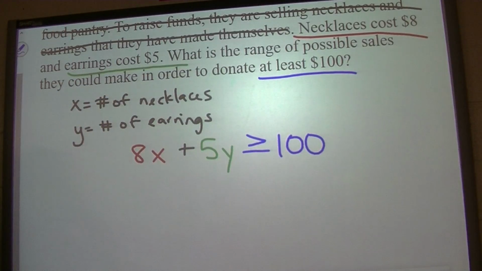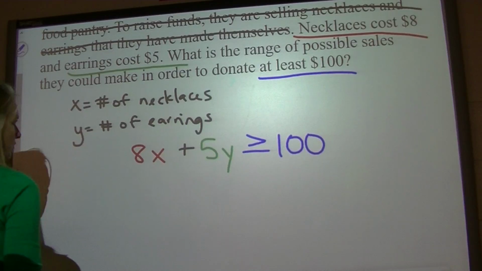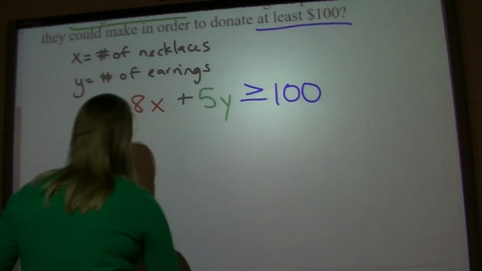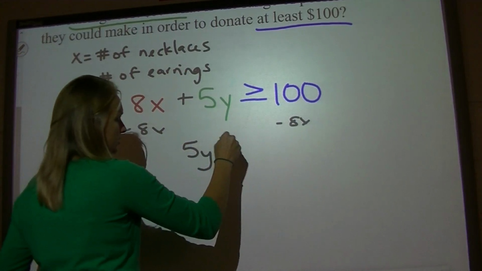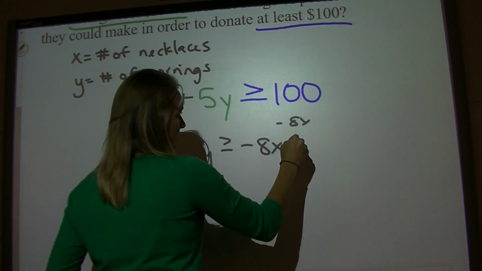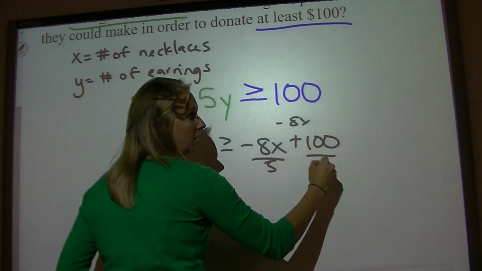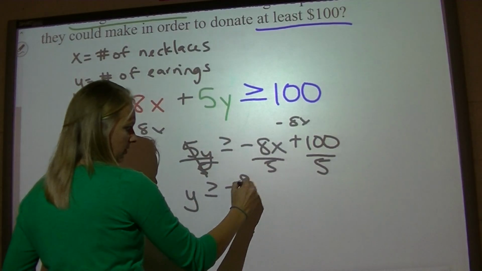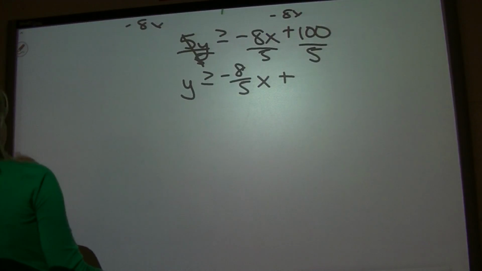So then, just like we did in the example before, let's graph this. How do we like to graph? By solving for y. So let's go ahead and solve for y. I'm going to subtract 8x from both sides. And I'll have 5y is greater than or equal to negative 8x plus 100. And then I'm going to divide everything by 5. And I get y is greater than or equal to negative 8/5 x plus 20.